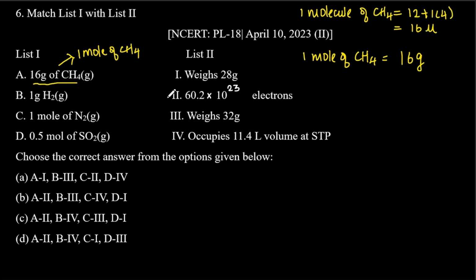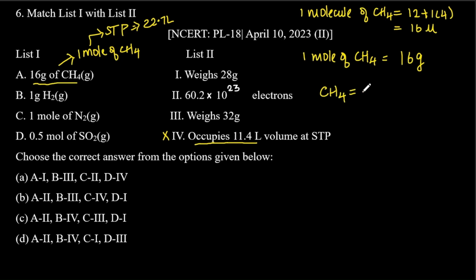Now, if we compare option 2 with option 4, it says that it occupies 11.4 liter volume at STP. But we already saw that 1 mole of any gas at STP occupies 22.7 liters and not 11.4 liters. So option 4 is also ruled out. Now, only option 2 is left. If we see option 2, electrons are mentioned, so we have to calculate the number of electrons.